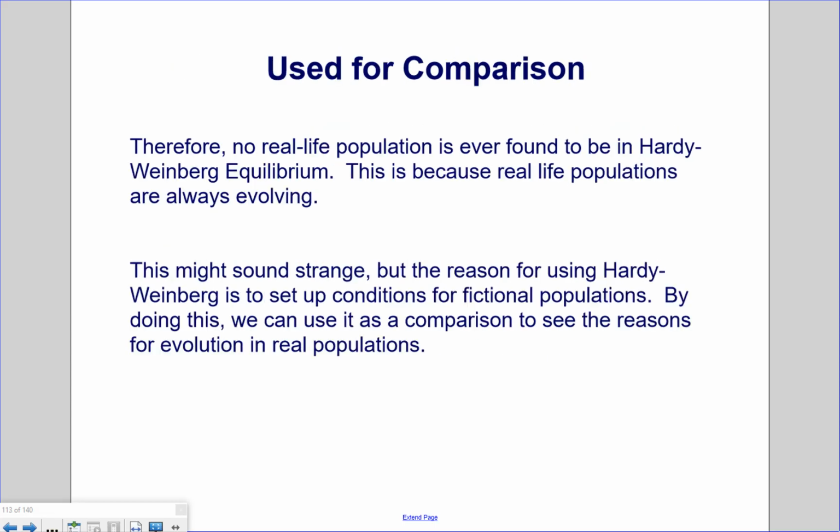Used for comparison. Therefore, no real-life population is ever found to be in Hardy-Weinberg equilibrium. This is because real-life populations are always evolving. Some populations definitely evolve faster than others, but every population still evolves to some extent. This might sound strange, but the reason for using Hardy-Weinberg is to set up conditions for fictional populations. By doing this, we can use it as a comparison to see the reasons for evolution in real populations.